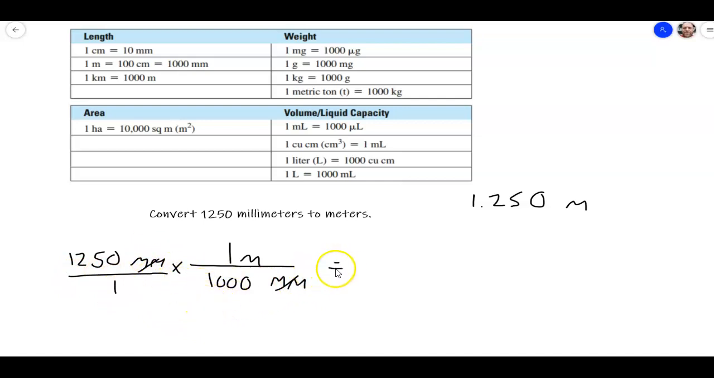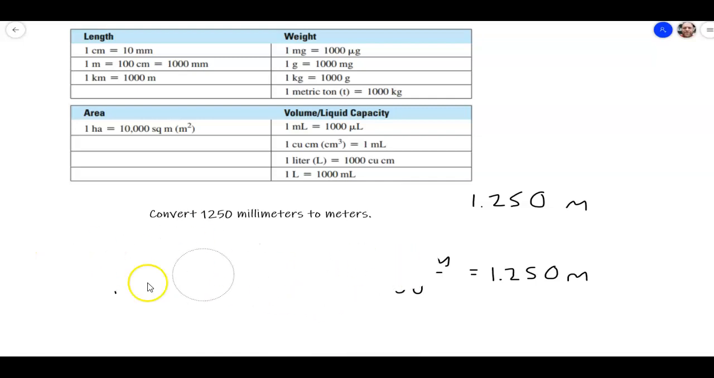And then you're just going to multiply across, and we're going to get 1 times 1250, which is 1,250 meters over 1,000. And then we're just going to divide the 1250 by 1,000, which just moves the decimal place 3 to the left. So that's the 1.250 meters. And that's kind of the longer way to do it. But remember, the unit conversion method will let us do any kind of conversion. So it might be a little bit longer in some cases, but it's really important that we know how to do that.